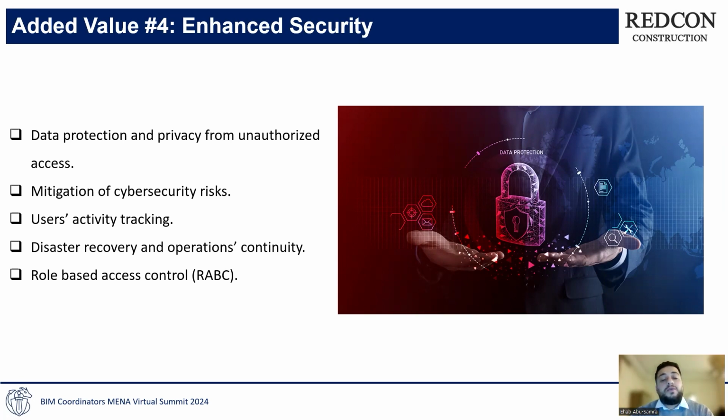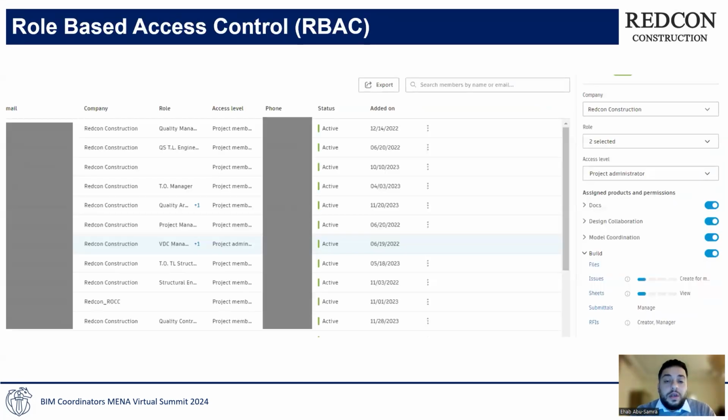Let's have an example for role-based access control. This sample we currently use in our company, Autodesk Construction Cloud, as a common data environment. You see here email, role, access level. Access level is usually determined by the information manager to give access to everyone to the files he needs to see to effectively perform his job.